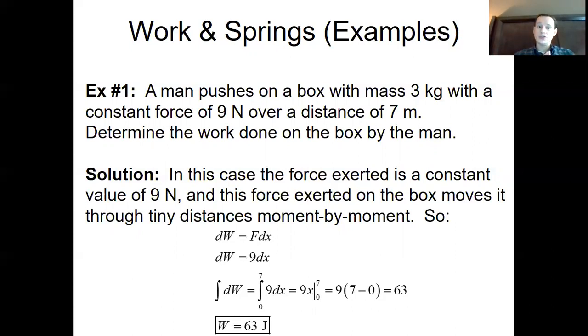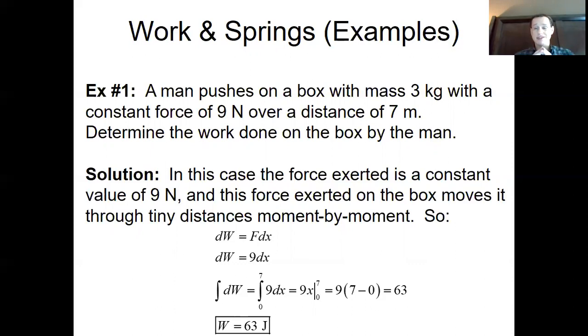So the one you want to choose is dW is F dx. The force is not an infinitely small little force. It's not like a little bit of weight or anything. That's just a big force of 9 newtons. So the equation is dW is F dx. Well, F is 9 newtons. You plug it right in, and you got dW is 9 dx.